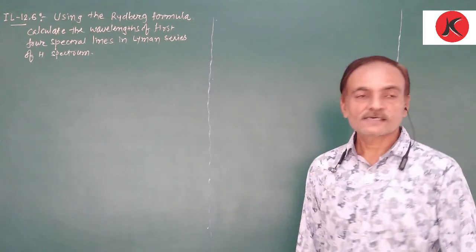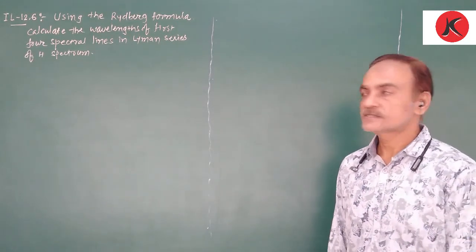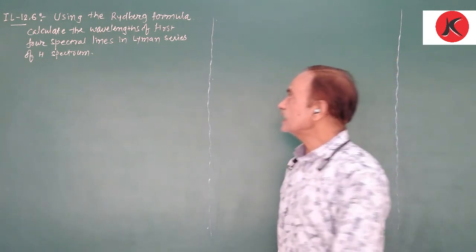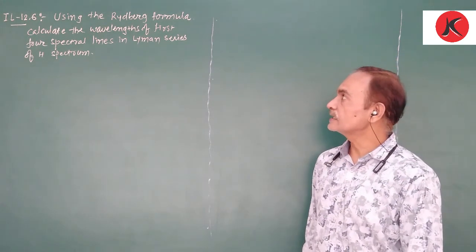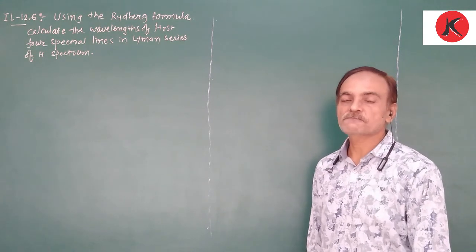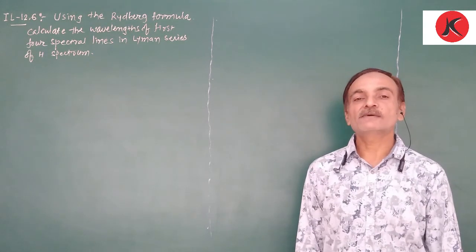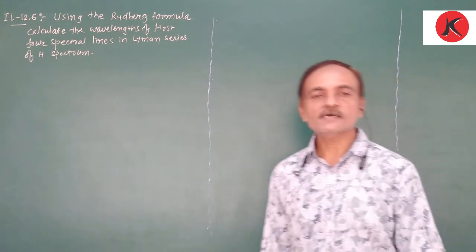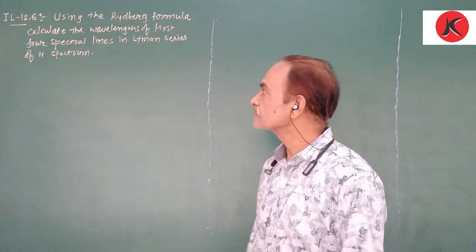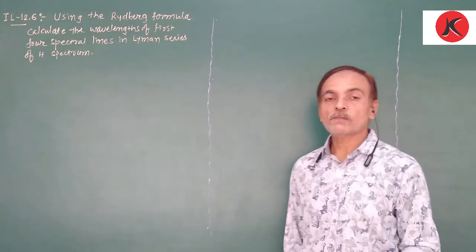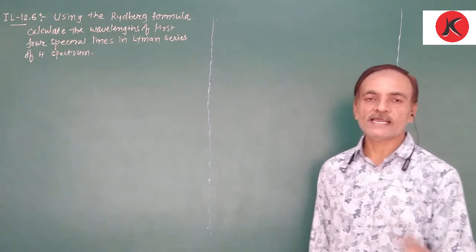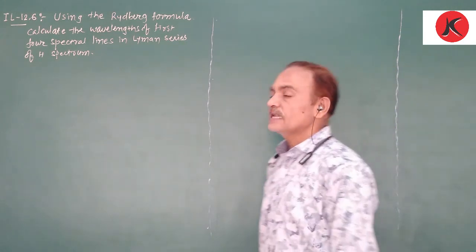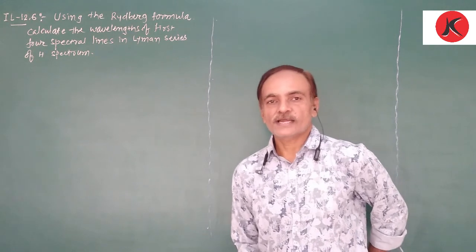Okay, now the last illustration of this chapter, chapter 12 Atoms, illustration 12.6. Using Rydberg's formula, calculate the wavelength of the first 4 spectral lines in the Lyman series of the hydrogen atom. Again, we have to use the Rydberg formula. Calculate the wavelength of the first 4 lines, that means the H alpha, H beta, H gamma, and H delta lines in the Lyman series of hydrogen atom.